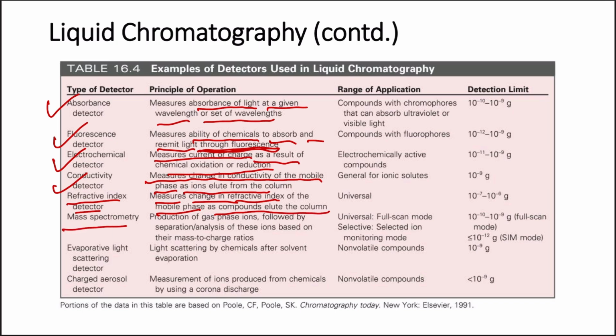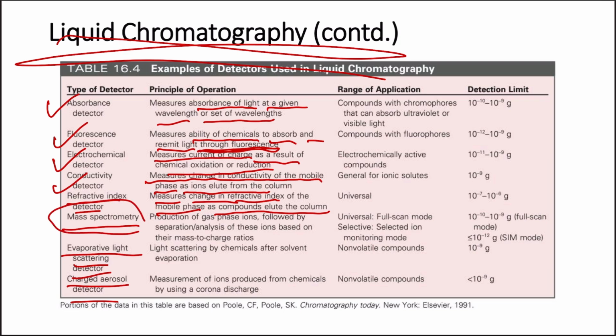And then we have mass spectrometry, where the different components are separated based on the mass to charge ratio. Then we have other methods like the evaporative light scattering detector and the charged aerosol detector. So these are the different detectors which we can use in liquid chromatography. And mass spectrometry, as you have noticed already, is used in combination with liquid chromatography, and also in combination with gas chromatography.